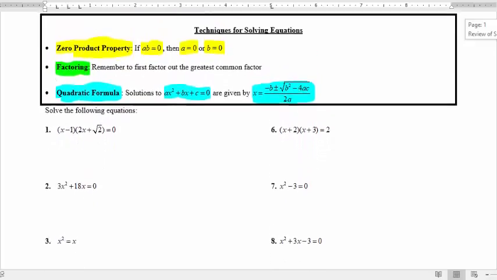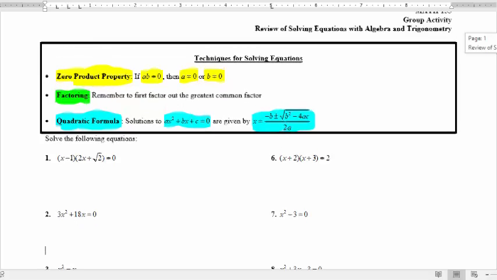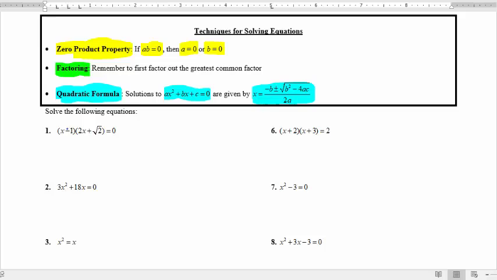So the first one we can see is actually quite simple. Number one, because it's already set up in this form, a times b equals 0, right? So you look at this and you say, all right, well, this is a, this is b, they're being multiplied, and they give you 0. So this fits exactly into the zero product property form.